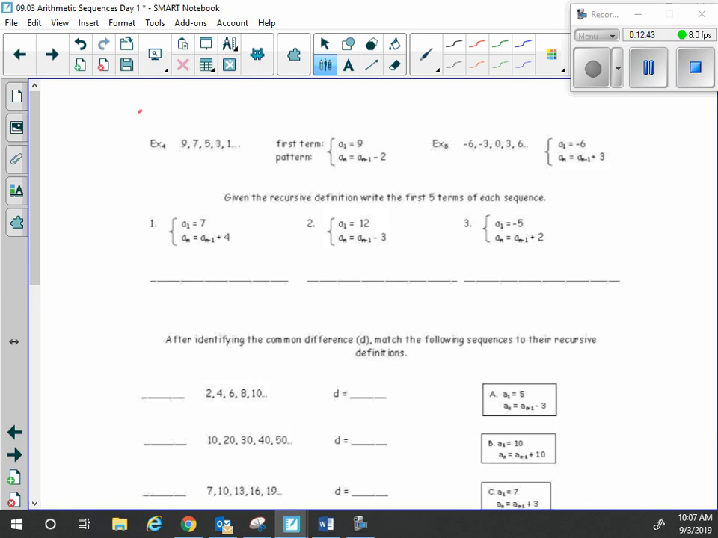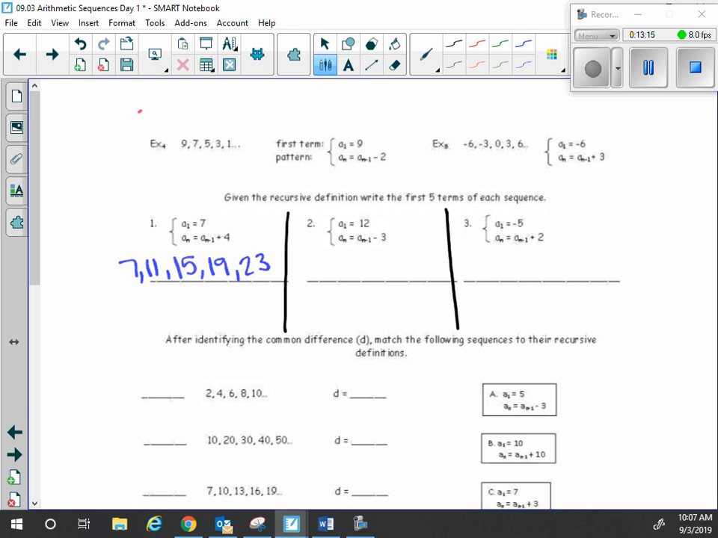Given the recursive definition, which is the same as my recursive rule, write the first 5 terms of the sequence. So looking at the first one, what's my first term? 7. And what am I doing every time? Adding 4. So what would my next term be? And then, 23. Okay.